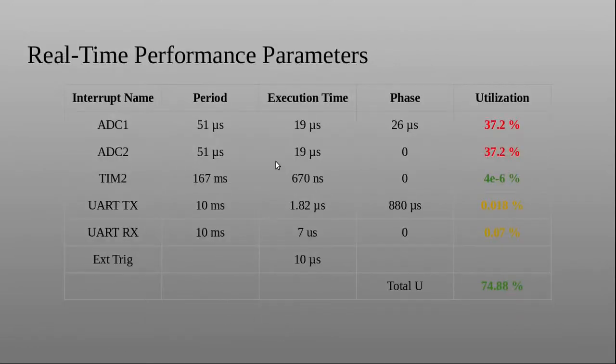So coming to the real-time performance specifications, we have run the system and we have found that ADC1 and ADC2, which are basically the control loops of the two converters, consume the maximum utilization of the processing power, which is 37.2% each, and each have the same period and same execution time. We will talk about why we have the same period and same execution times for both of them shortly, but that's the gist right there.